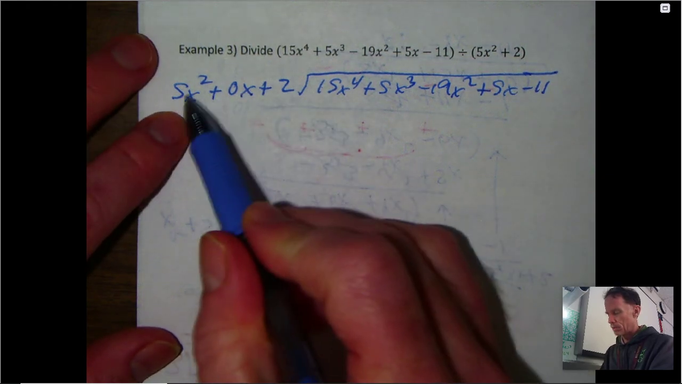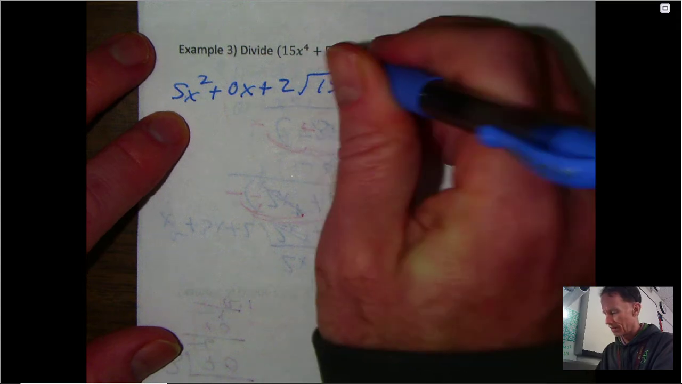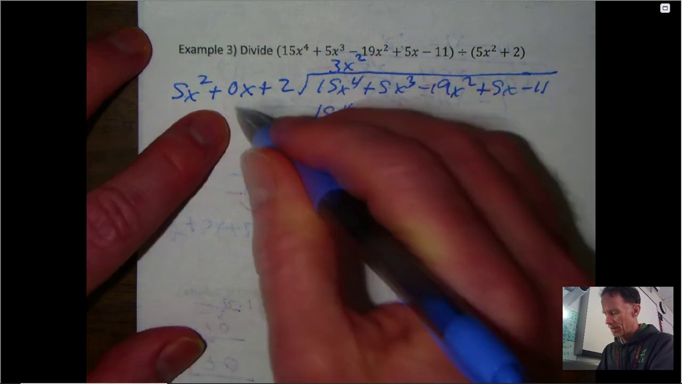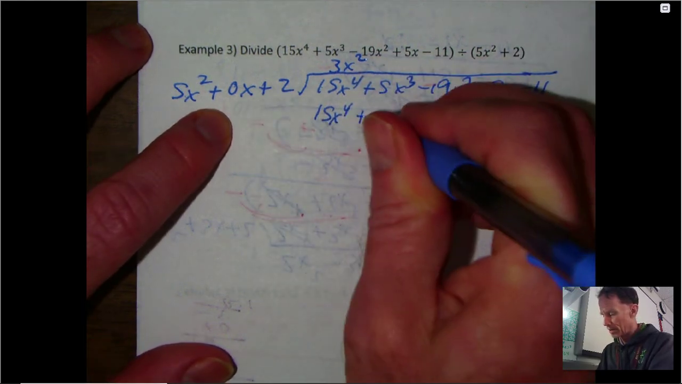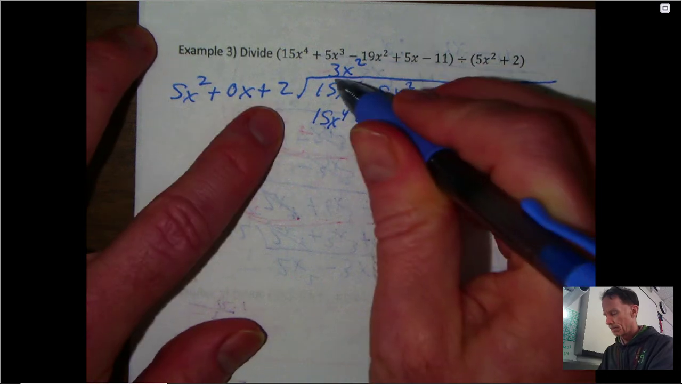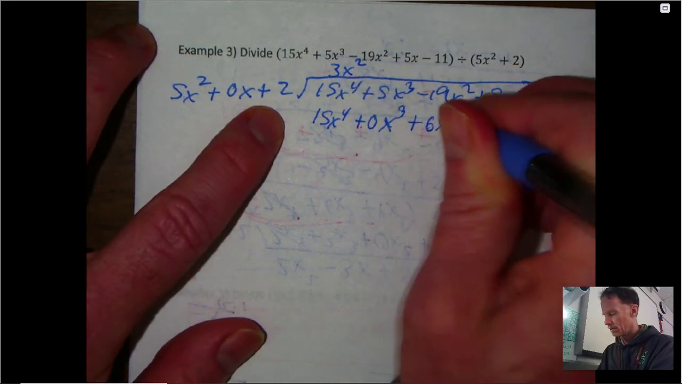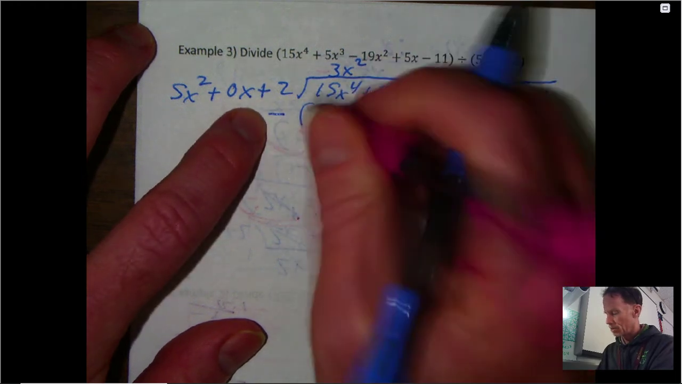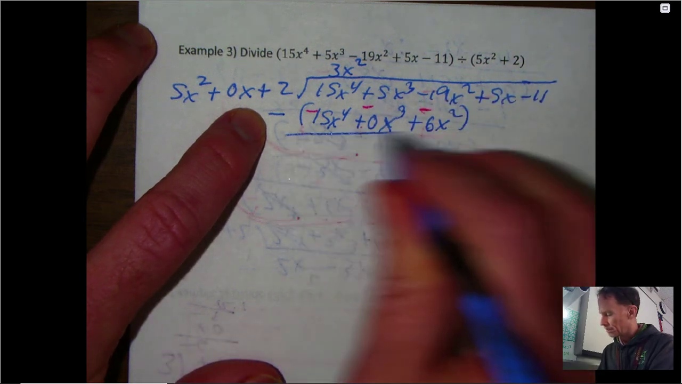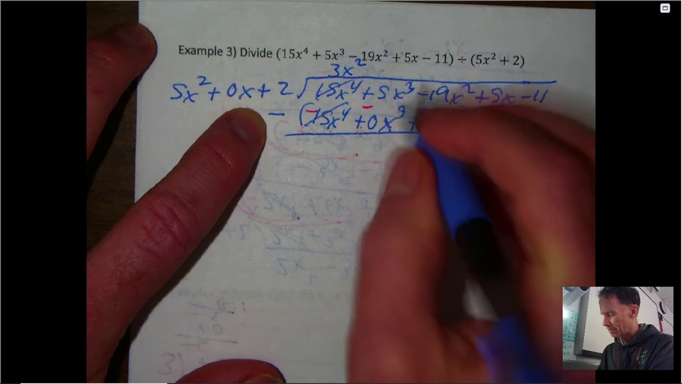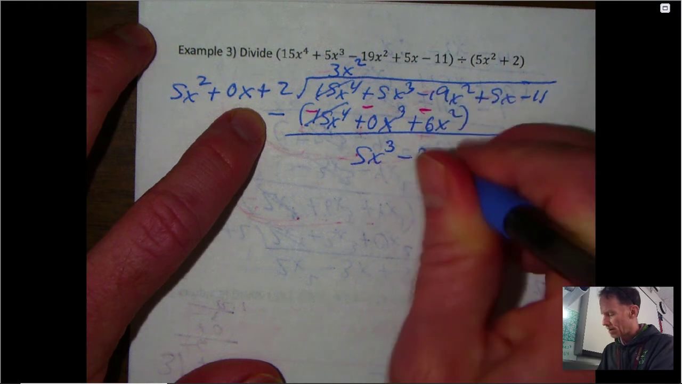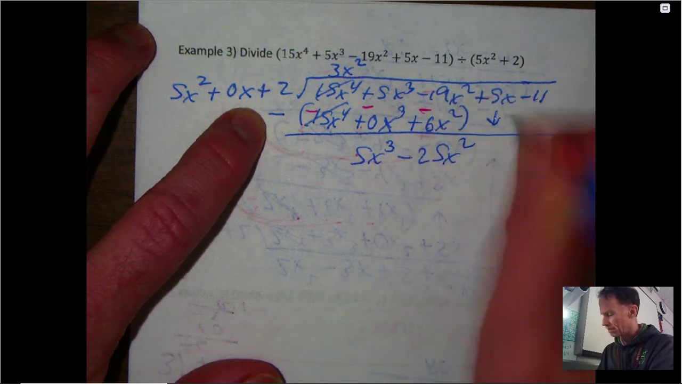All right, so 5x squared times what would give me 15x to the fourth? That would be a 3x squared. 3 times 0 is obviously 0, but that's where the x cubed comes in, so 0x cubed. Again, just by doing that, you see it keeps everything lined up with your like terms. 3 times 2 is 6x squared. Subtract, change all the signs. The sign doesn't really matter because it's 0. So that cancels out. 5 minus 0 is still 5. Negative 19 minus 6 is minus 25. Bring down the 5.